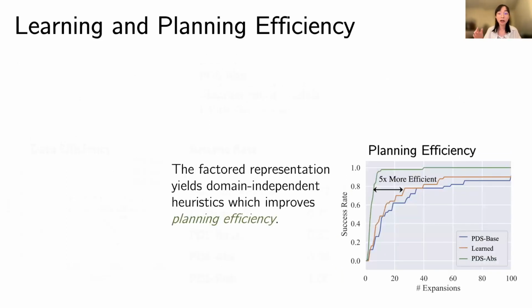And arguably more importantly, because this neuro-symbolic representation is factored, composed of objects, properties, and relationships, it actually allows us to use domain-independent heuristic computation to improve the planning efficiency compared to models that do not use any kind of symbolic structure. Due to the time, I'm not going to talk about the details, but the high-level idea is you can generalize some classical AI planning heuristic computation into this kind of neuro-symbolic representation.